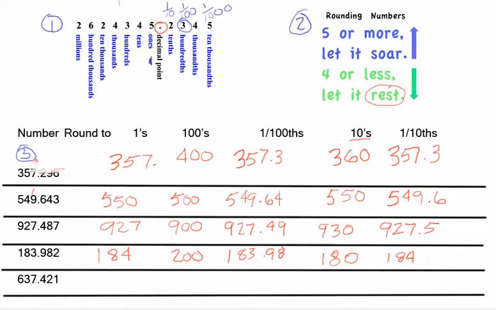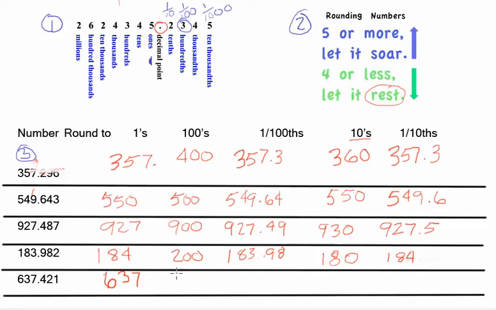Okay, and then our last example is right here, 637.421. So in the ones spot we have a 7, the next number is a 4, so we're going to let it lie, right? We're going to let it rest right there, 637. We're going to drop the rest of it because again, 0.421 is less than half. So we're going to keep it the same. Okay, in the hundredths place, 637. So if we're rounding to the hundredths, we look at the next number. It's a 3, it's 4 or less. So we're going to let it rest.